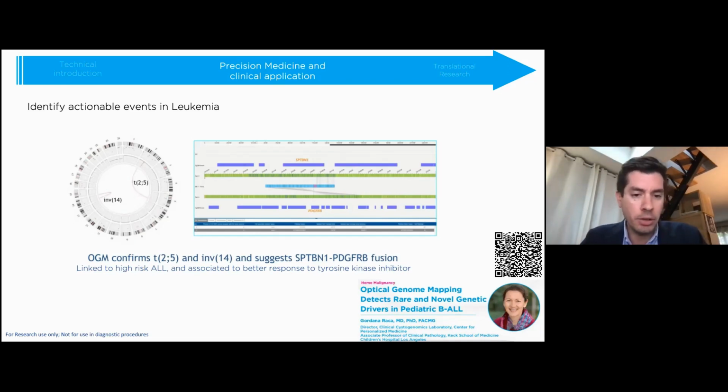That's very interesting because PDGFR beta is associated with a Ph-like allele and linked to very high-risk ALL, as well as a better response to tyrosine kinase inhibitors. So this patient could have been treated accordingly with imatinib if this translocation had been better characterized at the time of diagnosis. But the interesting question is, why was this missed? It's because a fusion of PDGFR beta with the gene SPTBN1 has never been reported in ALL before, and thus was absent from their FISH assay and their OncoKids NGS panel.